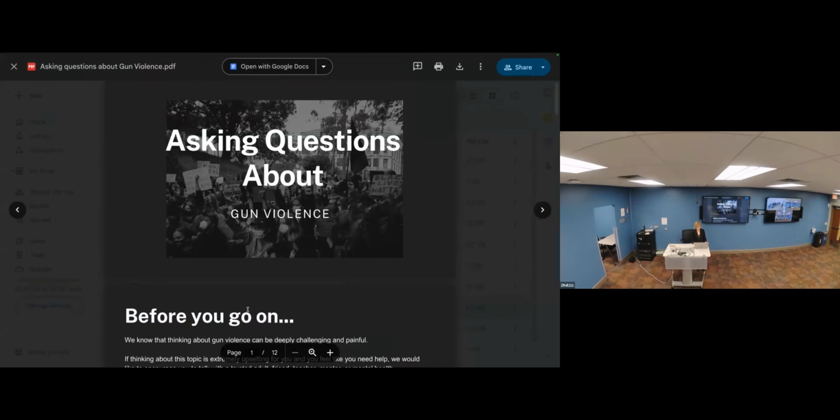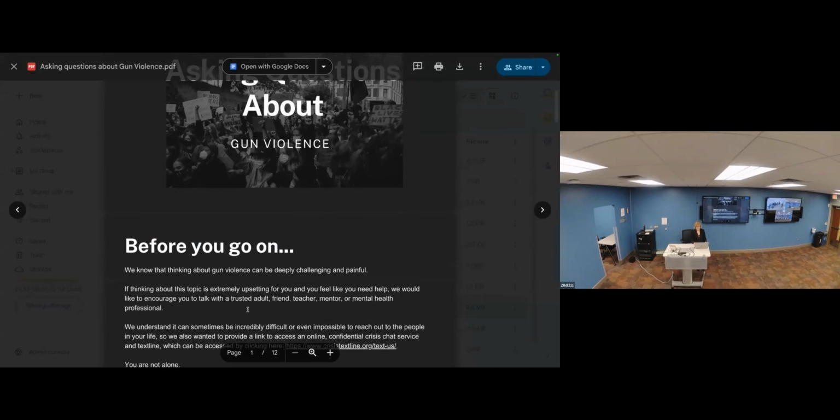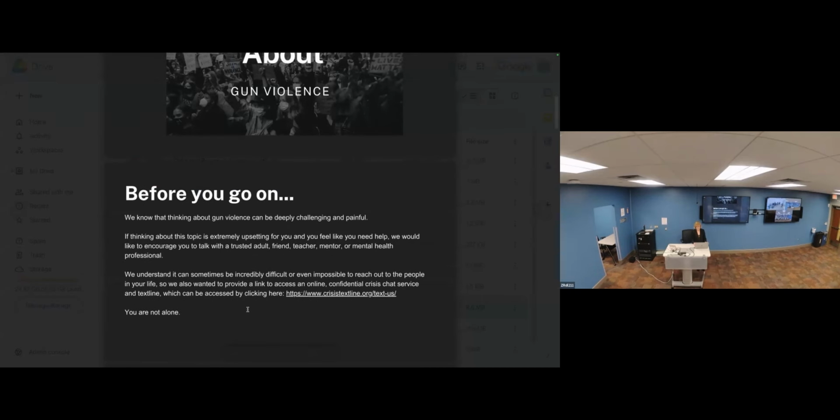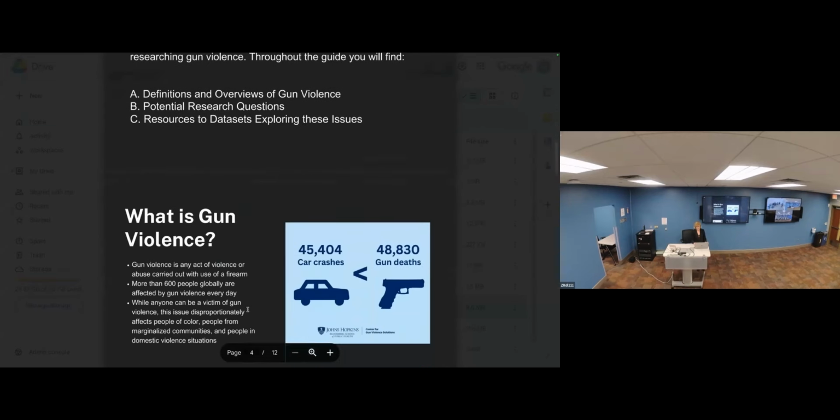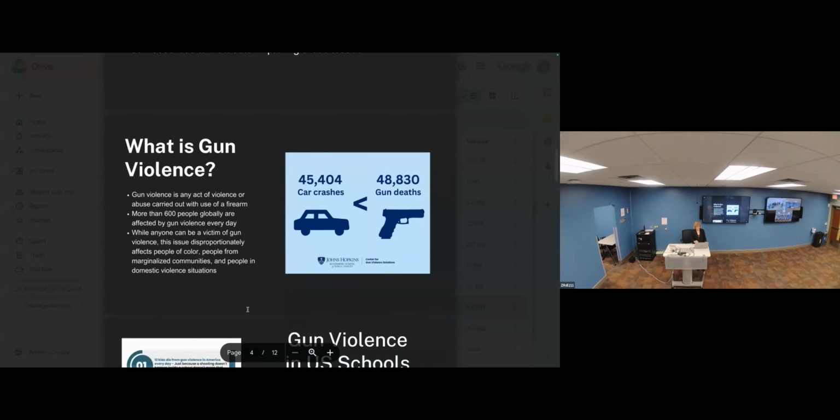And again, we really try to make this appealing to students. So there's pictures, there's some writing on these, but we try to keep the writing more minimal. So you'll see that there's graphics on these pages. There's a big title, What is Gun Violence? There's some bullet points for what gun violence is.